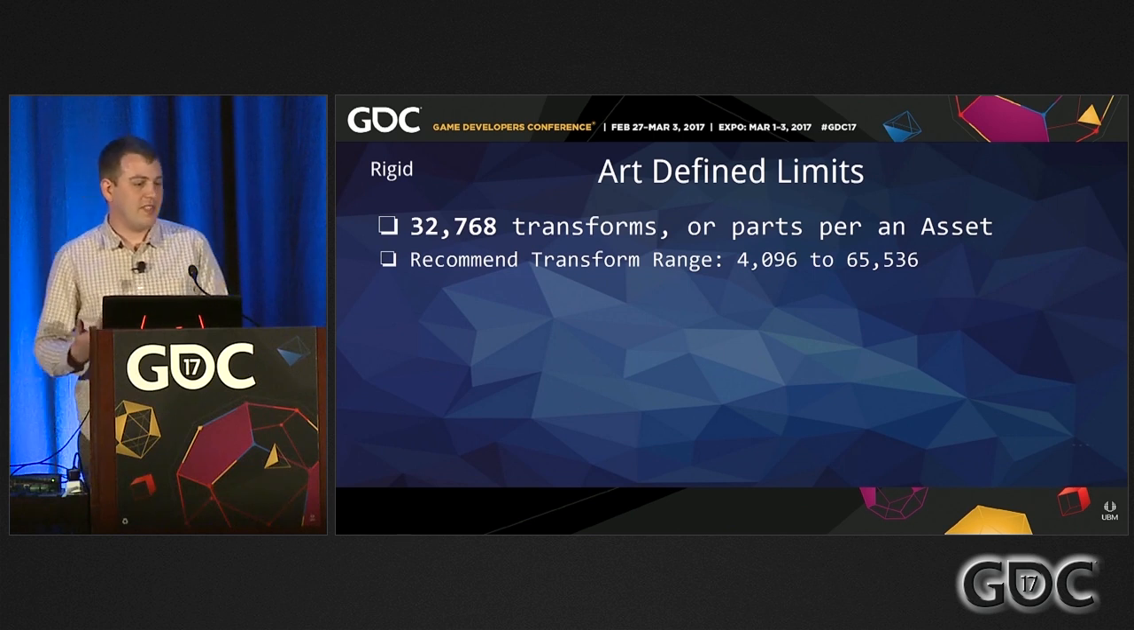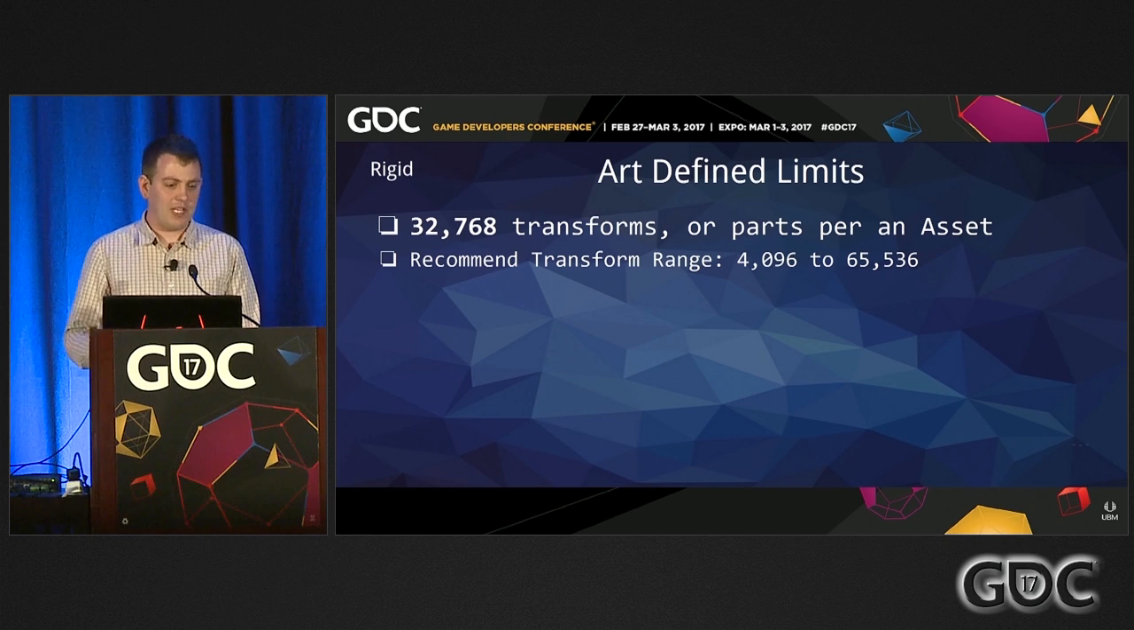Some of the art-defined limits that we did are from our bigger towers. They came up to around 32K in transforms. You don't really need to have more than that. We found that half our assets actually worked at about half that rate. This is up to your studio and what your game is doing, but we recommend anywhere between 4K to 65K for each asset. Since your artists are authoring this, they know what's best for the asset. You don't want to put more transforms in just because. If they know what the limit is, it's easier to cull.